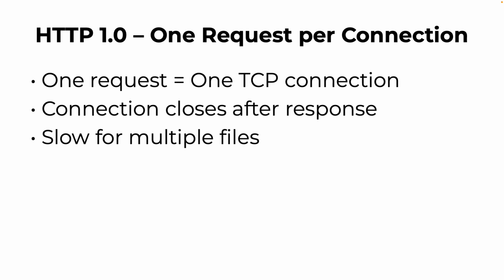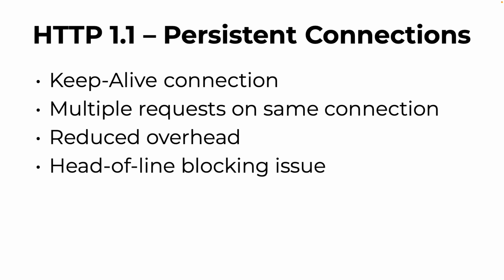Imagine you have a website and you have 10 images on that particular page that you want to render. For every image rendering, a new TCP connection will be established and it will be closed once the image is received at the client end. That was a problem back in the old days. That was solved through HTTP 1.1.